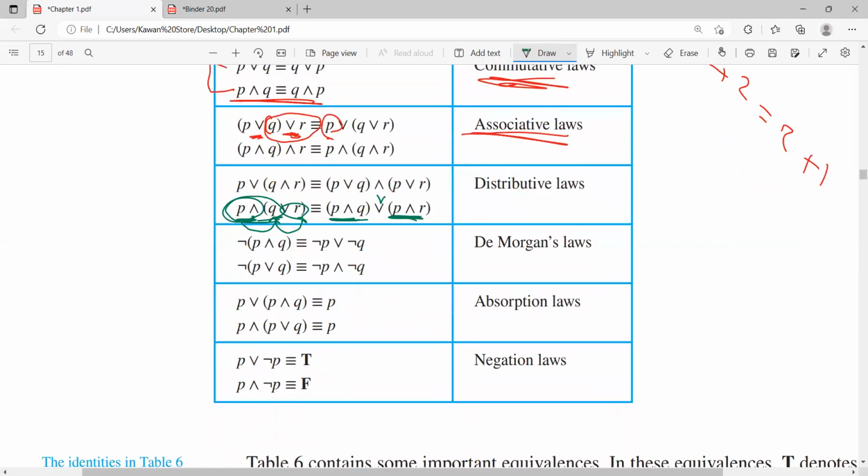How about De Morgan's? In De Morgan's, negation will distribute to the others. How about absorption? So the same. Why? Can you tell me why? Because that one is equal to what? P or P and P or Q. P or P? P itself, right? P and Q or Q.